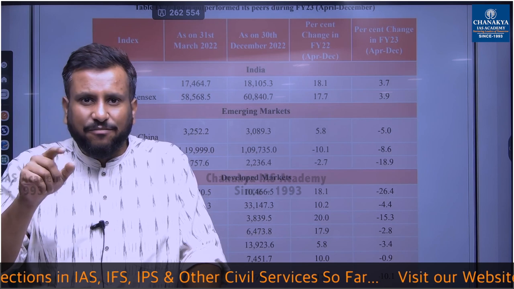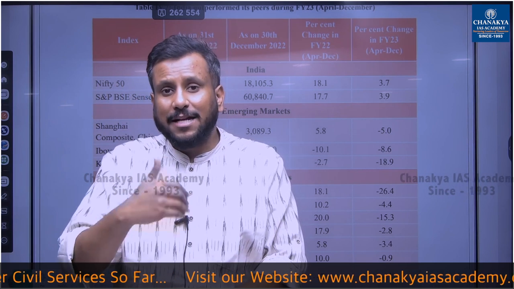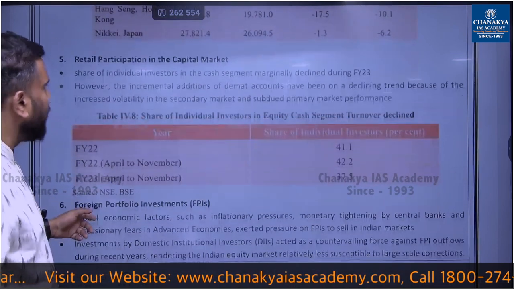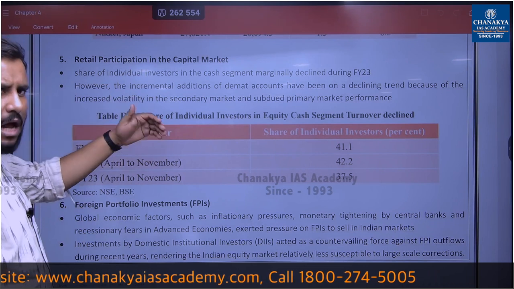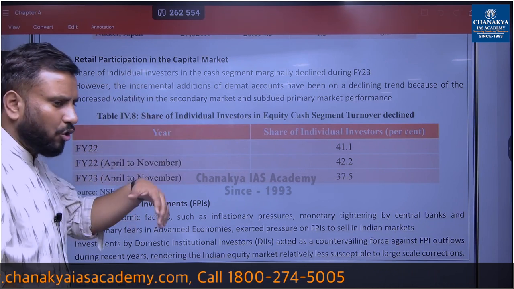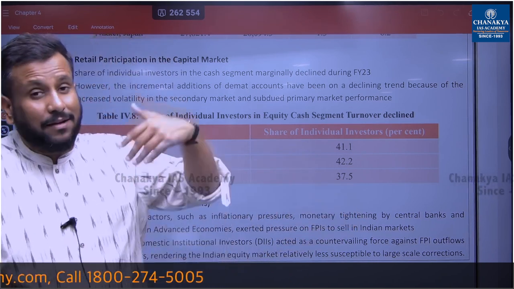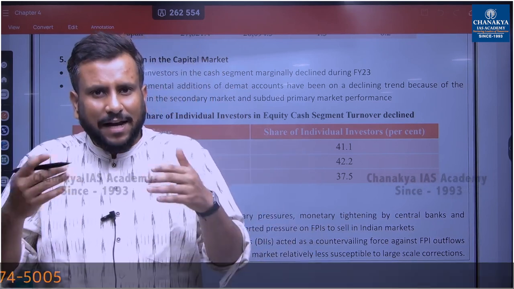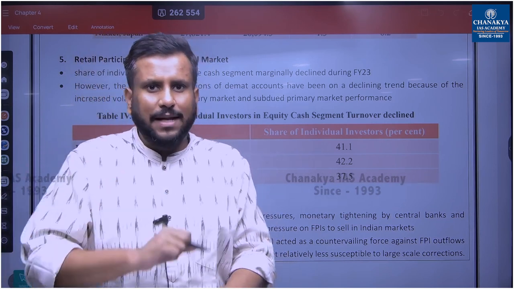So despite the FPIs taking their money back to the US, the domestic investors invested a huge amount of money in the stock market, and that's why the stock market this year was also very resilient, as it was last year. So, retail participation in the capital market has increased, although now it has started to decline, because the golden period of the stock market was during the pandemic, when people got very attracted, and the stock market was increasing at an exponential rate. Now the stock market has started to stabilize, and that's why retail participation, that is the participation of the public in the stock market, is declining.